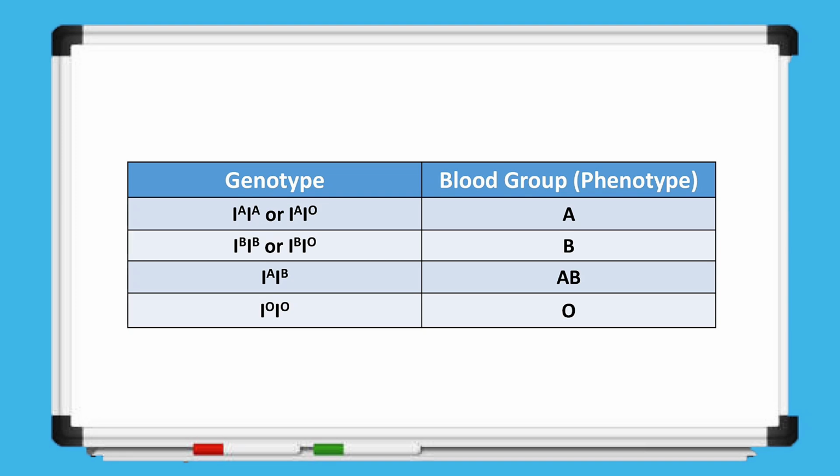Blood group AB occurs when a person inherits 1 A allele and 1 B allele. In this case, both alleles are expressed equally, so both A and B antigens appear on the red blood cells. This is an example of codominance, where neither allele masks the other.